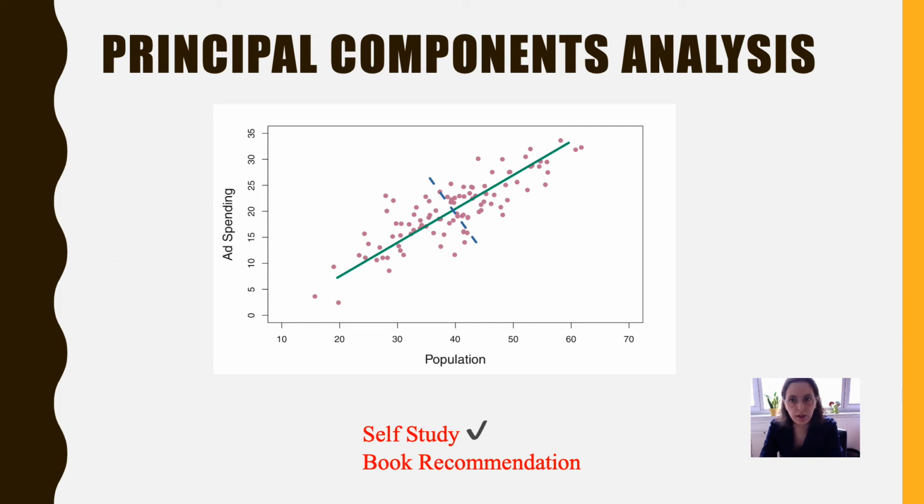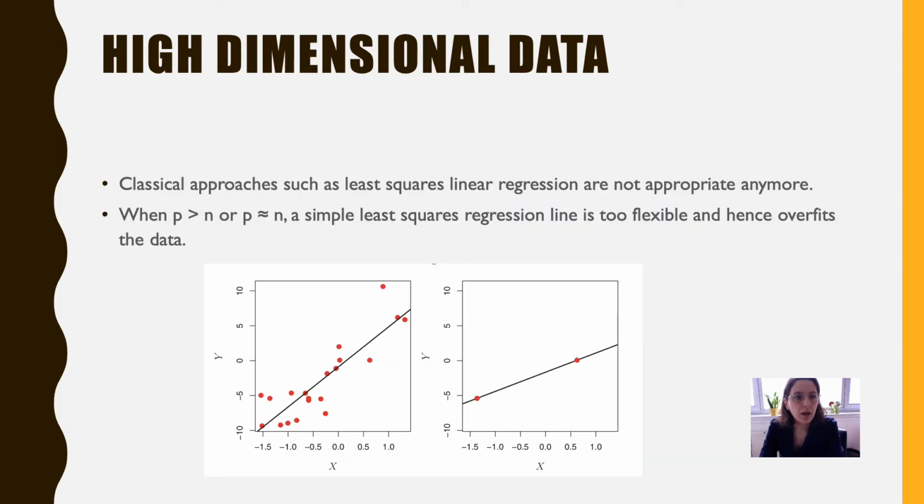Okay, and I also want to say something about high dimensional data. High dimensional means that your p, that means your predictors, is greater than your number of observations. Now your data is kind of wide. And if you have high dimensional data, classical approaches such as least squares linear regression are not appropriate anymore.